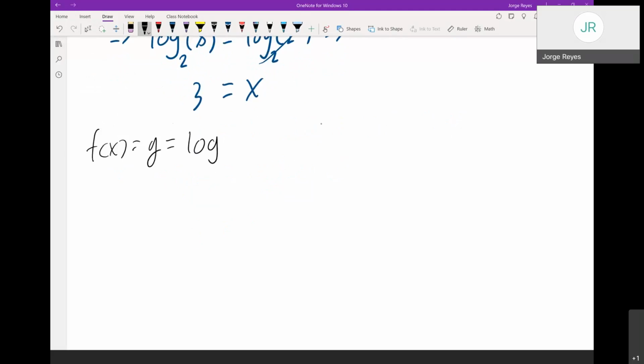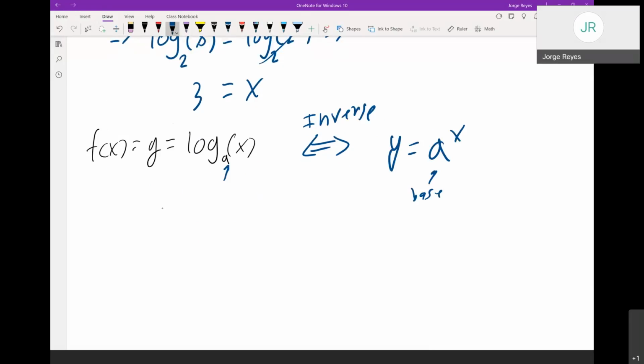So you have log base a of x, and it is the inverse of y equals a to the power x, okay, where a is the base. So that's kind of why it was invented, because we needed a way to solve exponential equations, okay?